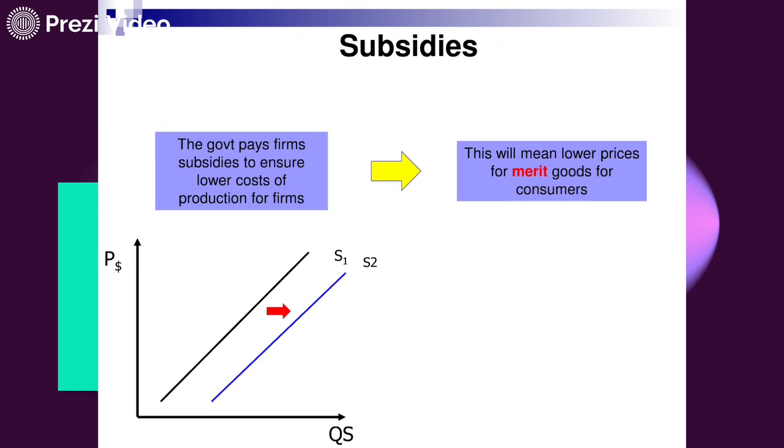So subsidies, if the government, so this would fall under an external factor and under political. So if the government pays a firm, and a firm is just the same as a company, a subsidy to ensure lower costs of production, this would mean lower prices for the consumer. So that's going to increase their supply, because it's going to decrease the cost for the producer. So a subsidy from the government will cause a shift of supply to the right, which is an increase.